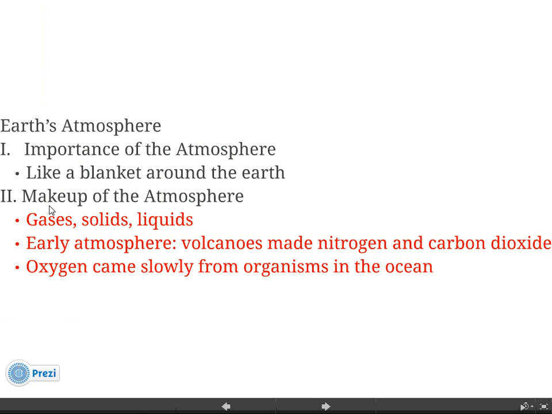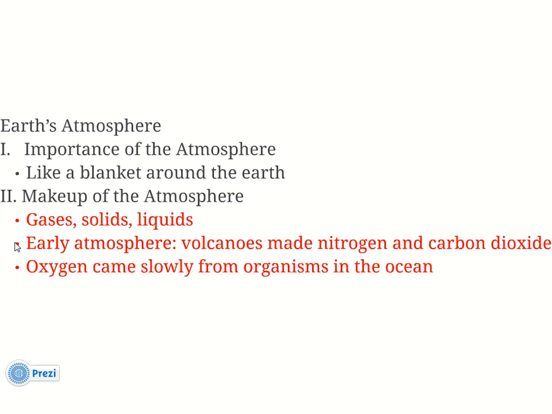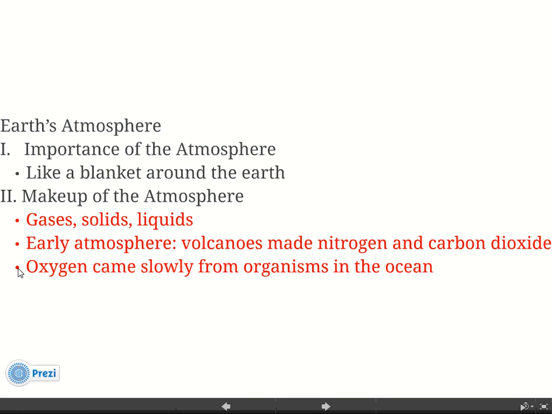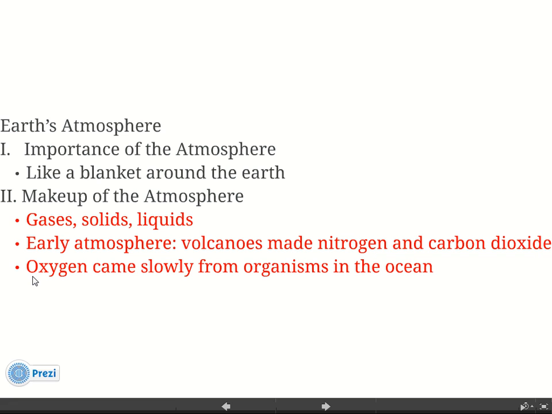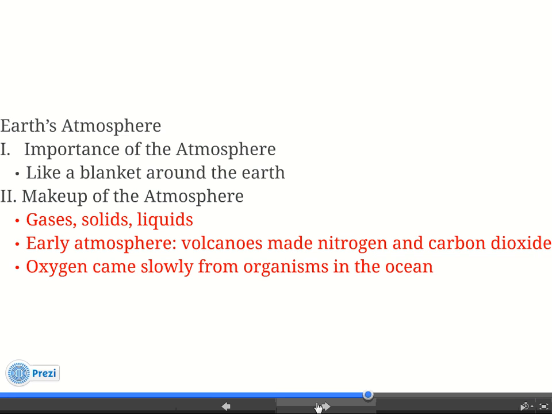You're going to write that the makeup of the atmosphere is gases, solids, and liquids. That the early atmosphere was from volcanoes and emitted nitrogen and carbon dioxide. Pause and write that down. And that oxygen came slowly from organisms in the ocean. Okay, pause the movie and come back when you're finished.